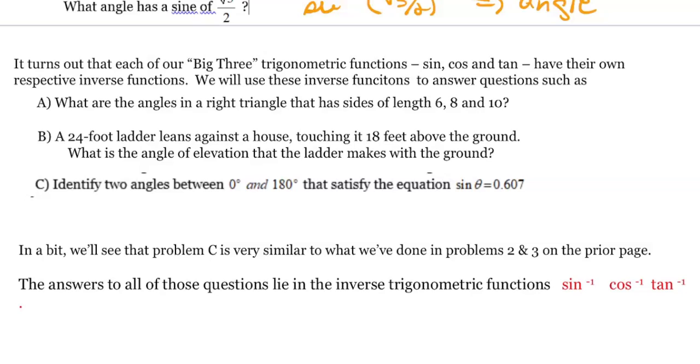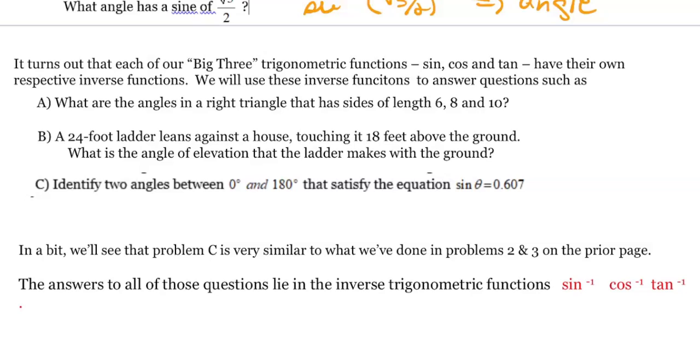functions. We will use these inverse functions to answer questions such as, what are the angles in a right triangle that have sides of 6, 8, and 10? Okay, previously we gave you the angles and you figured out the sides. Or a question like, a 24-foot ladder leans against a house, touching it 18 feet above the ground. What's the angle of elevation that the ladder makes with the ground? In the previous quiz, we gave you the angle of elevation and you had to figure out other things.